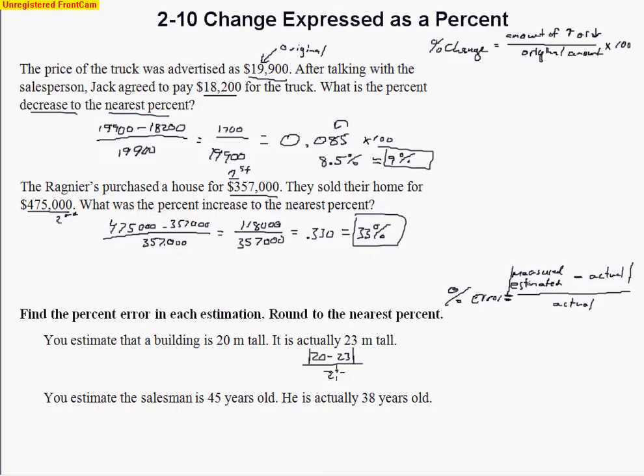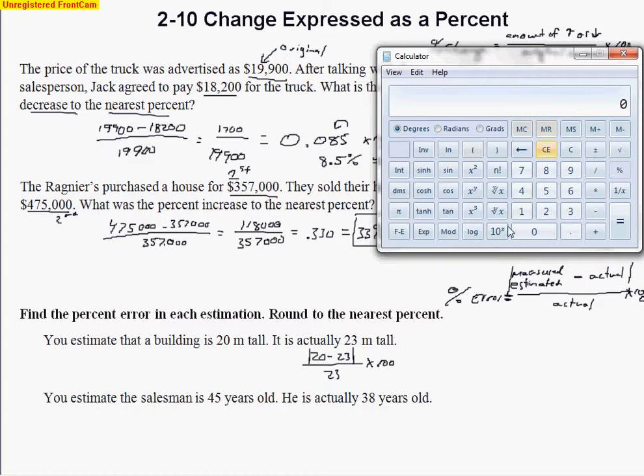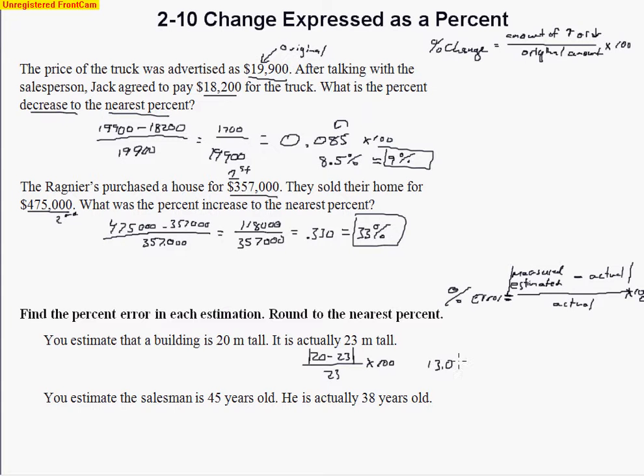And we always divide by the original or actual number. And then once we do that, we've got to multiply by 100 to get the percentage form. So we'll times that answer by 100. I'm going to go ahead and pull up the calculator. We see that 3 divided by 23 gives us this number, and multiply that by 100, and that gives us 13.04%. Well, that's not going to round up, so we're just going to leave it as 13%.